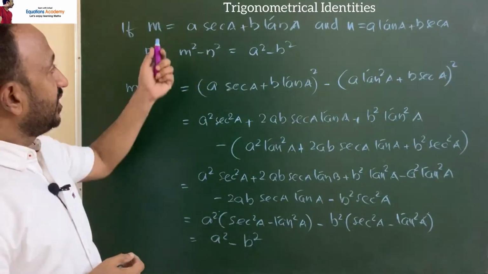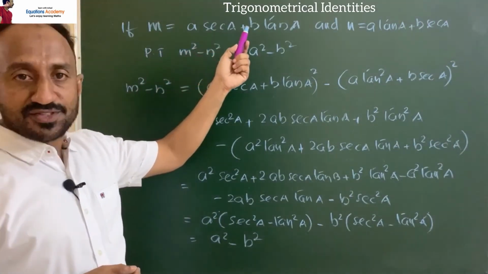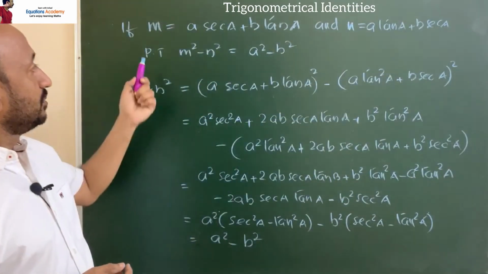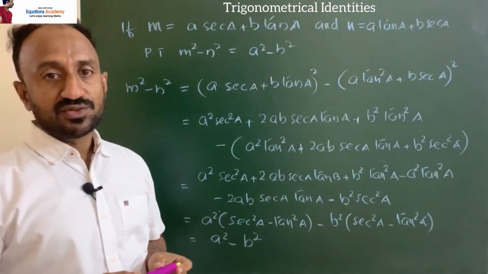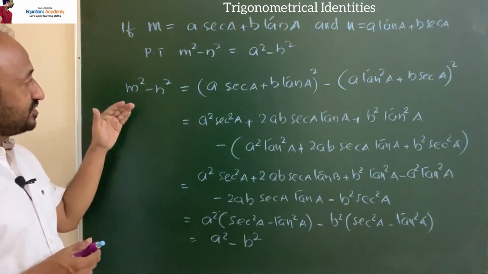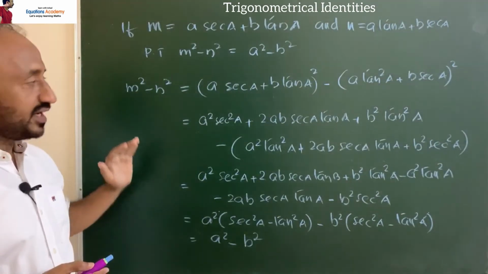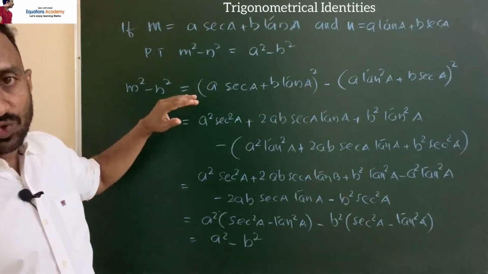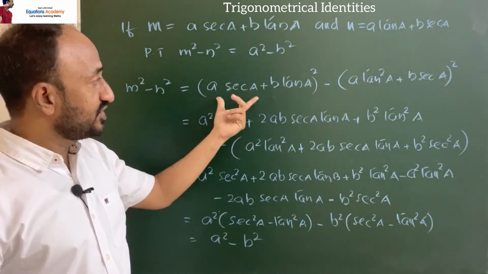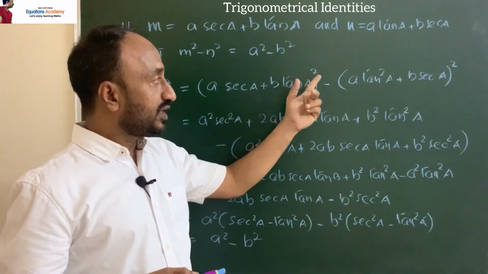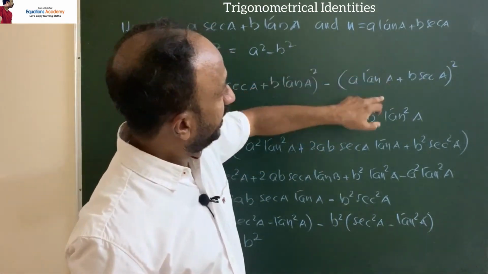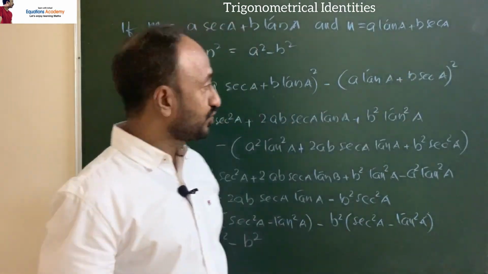Next question. If m equal to a sec A plus b tan A and n is equal to a tan A plus b sec A, prove that m square minus n square is equal to a square minus b square. So first we will take m square minus n square. M is a sec A plus b tan A, so m square will be its square: a sec A plus b tan A whole square minus n square. N is a tan A plus b sec A the whole square.